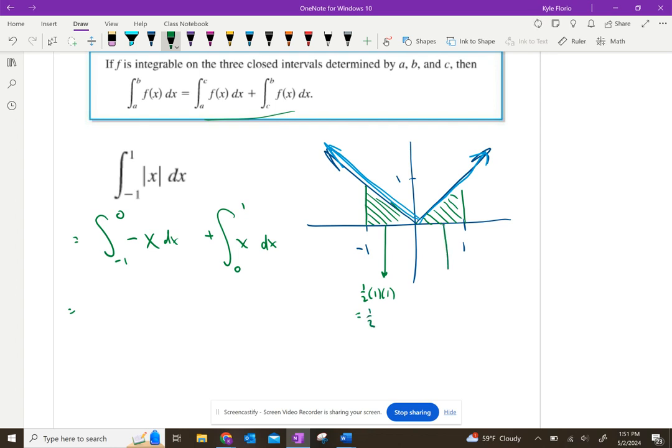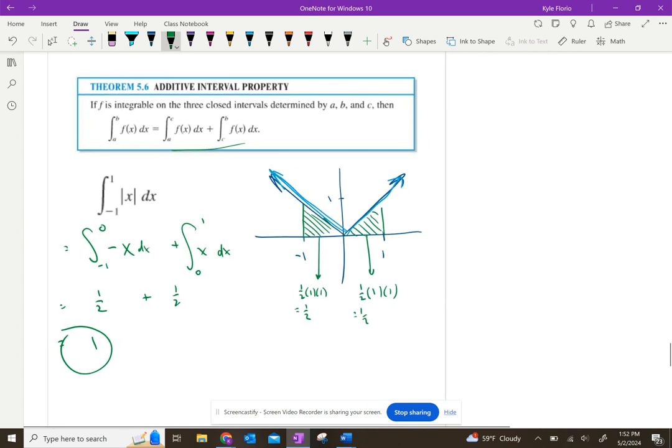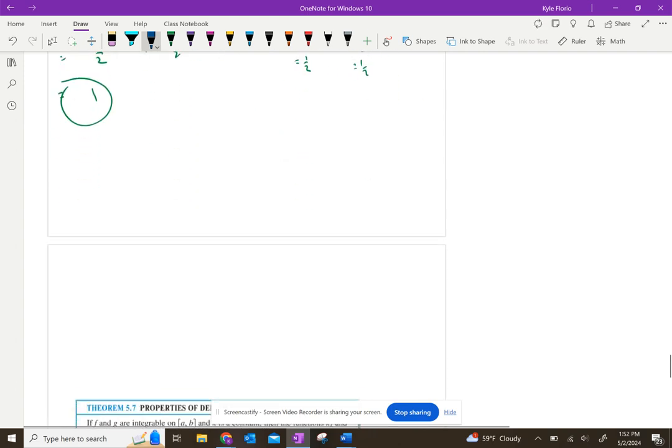This one I bet is going to be the same thing. It's 1/2 times base times height. The base is still 1, and the height is still 1. So that's also equal to 1/2. So this is just adding 1/2 plus 1/2, which is 1. Okay. A simple example geometrically, but this is generally true, not just for simple absolute value functions.